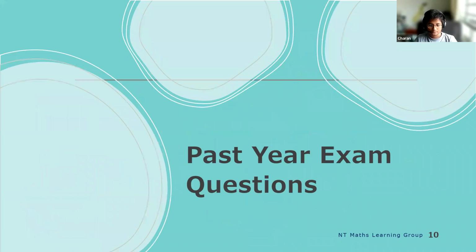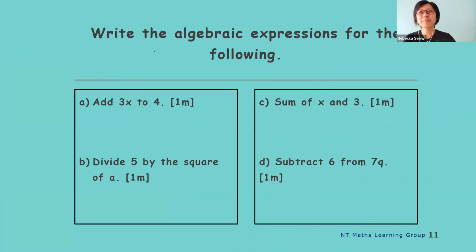Okay, let's take a look at past year exam questions now. These are the marks that are allocated, and the exact words from the exam papers. Let's see. A, add 3x to 4. How do we write the algebraic expression for that? 3x plus 4. Our clue here comes from the word add. So it will be 3x plus 4. If you want to write 4 plus 3x, that is also fine.